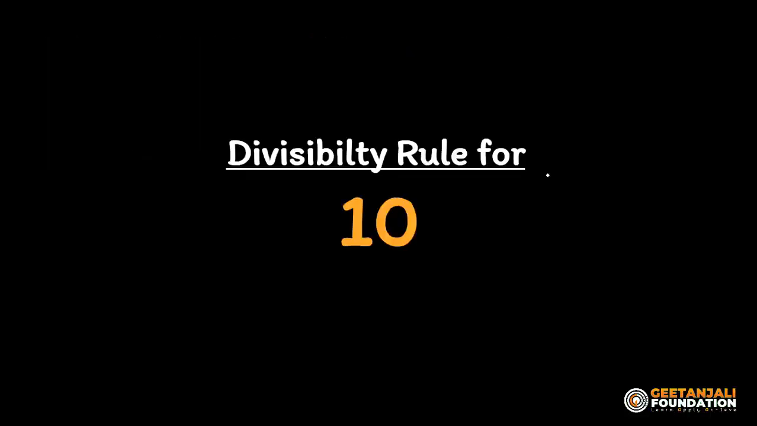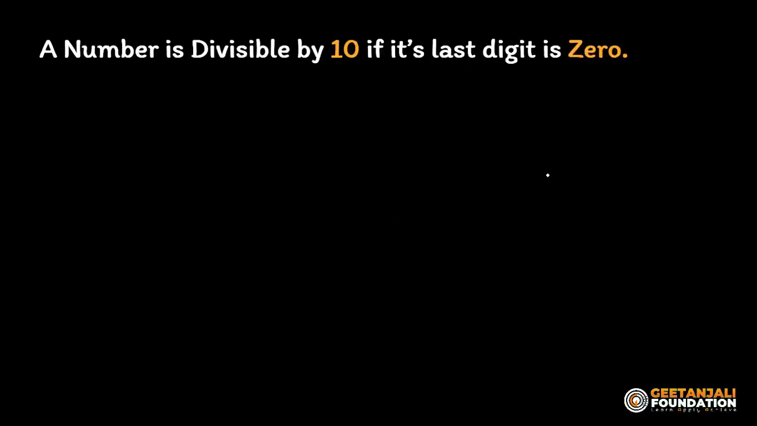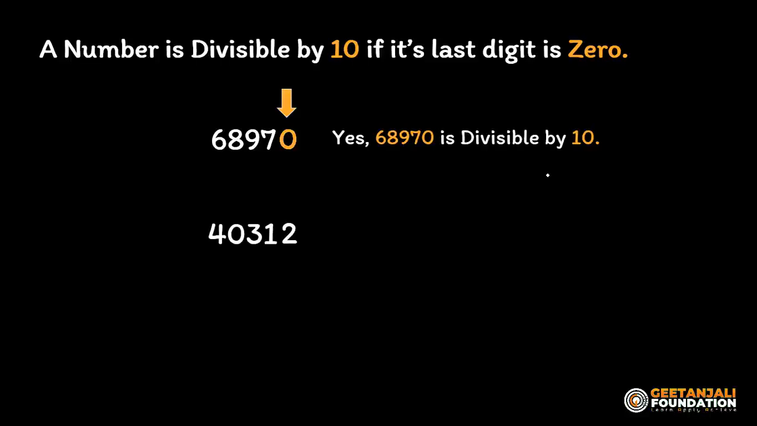Now a very simple divisibility rule for 10. A number is divisible by 10 if its last digit is 0. Very simple, you have to check the last digit. If it is not 0, it is not divisible by 10. So the number is 68970. You can see the units place digit is 0. So the given number is also divisible by 10. Next example, 40312. The units place digit is not 0, so the given number will not be divisible by 10.